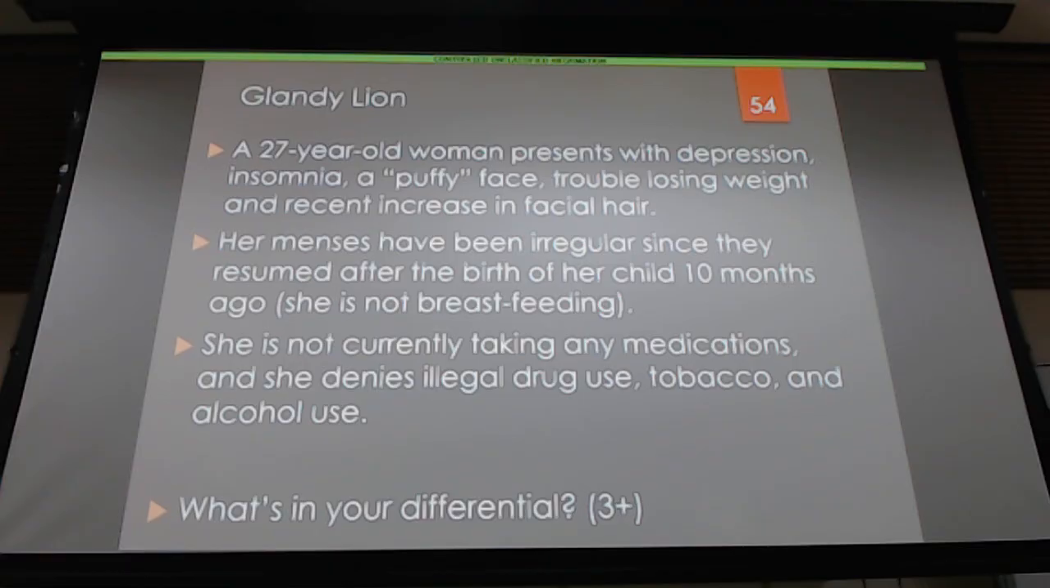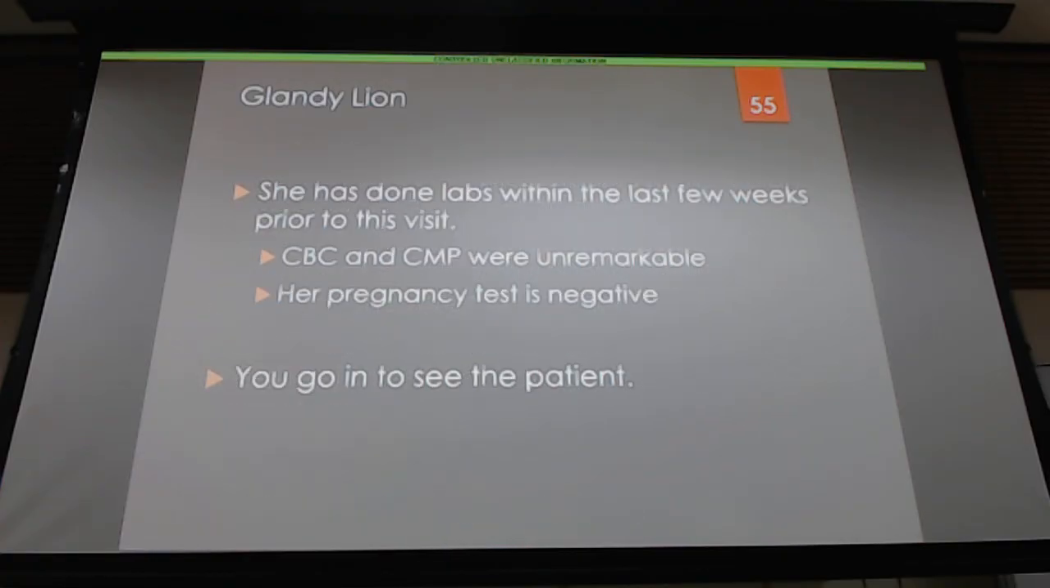All right, what is your differential? Cushing's for sure, good job. What else as a group could be on here? Postpartum depression, I love that. Cushing's because of the puffy face, the weight, the facial hair. Could be something we're going to learn about next class, which is hirsutism, PCOS. Could it be a thyroid issue? Could she be pregnant? Good job on differentials. You guys are doing so good at that.